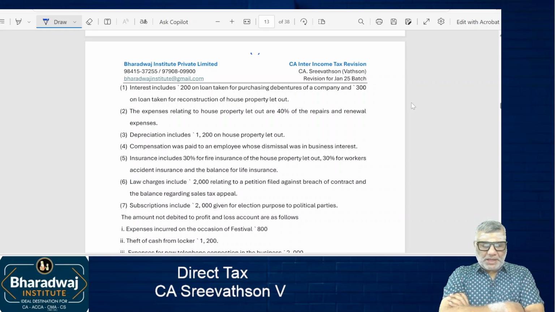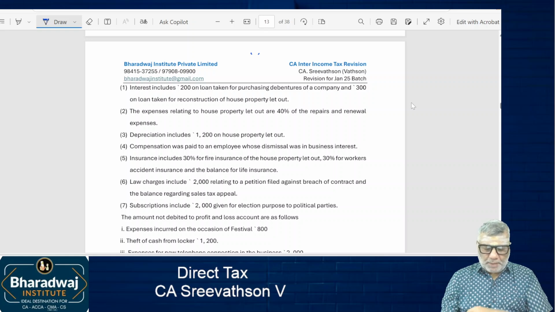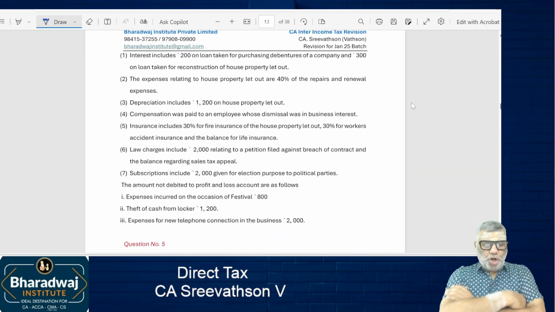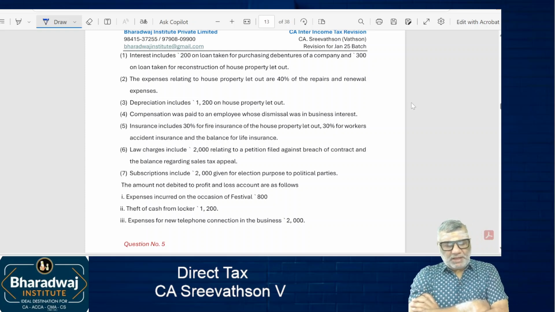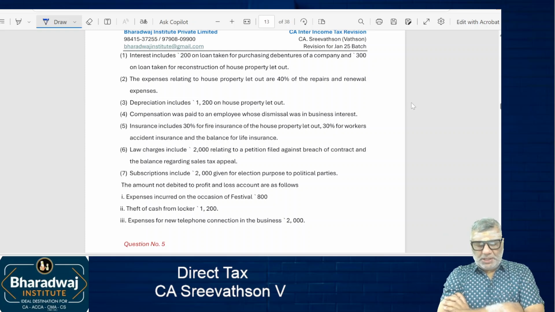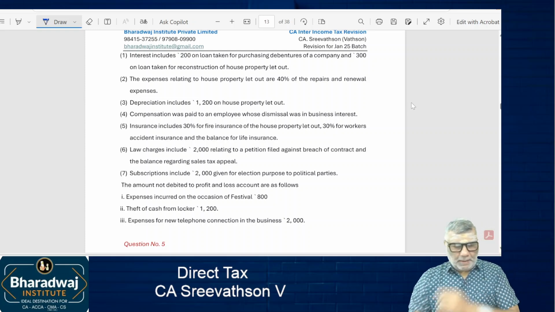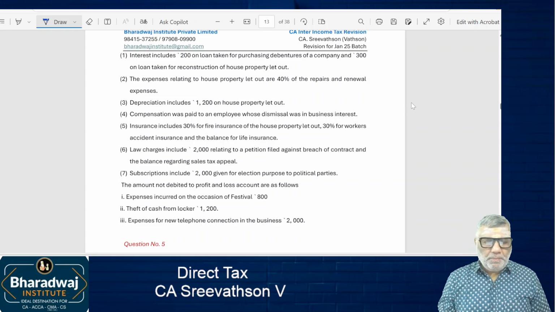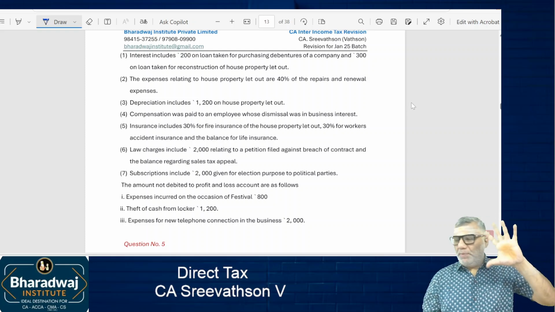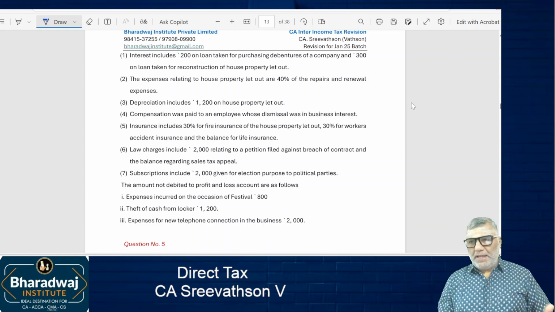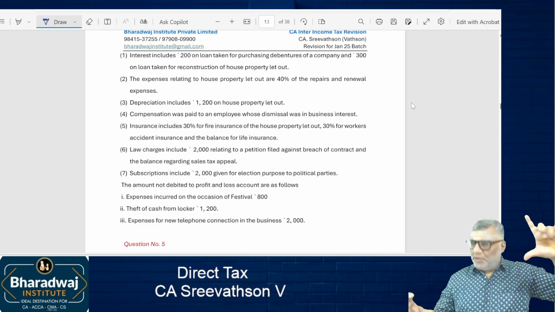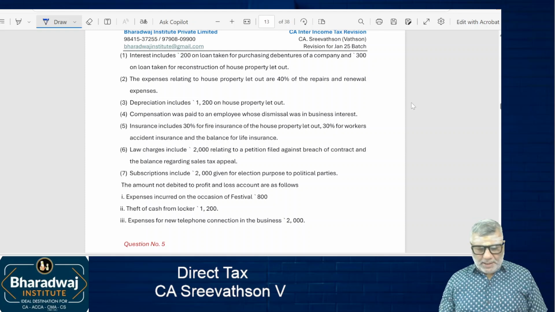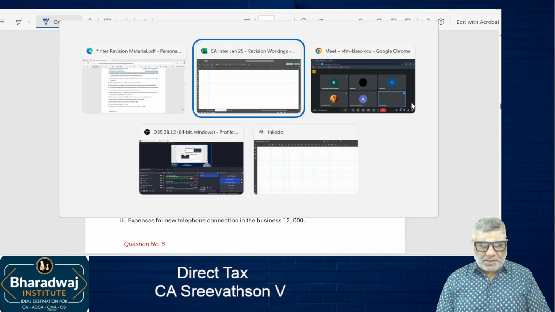Subscription includes 2,000 given for election purposes to a political party, disallowed. The amounts not debited to P&L account are expenses on festive occasion, allowed; theft of cash, allowed; expenses on new telephone connection, allowed. These we need to reduce separately. So first we have to compute always in such a question. Again I will repeat it in the assessment: first compute the business income separately, then go for gross total income. Okay, let's start with computation of business income.